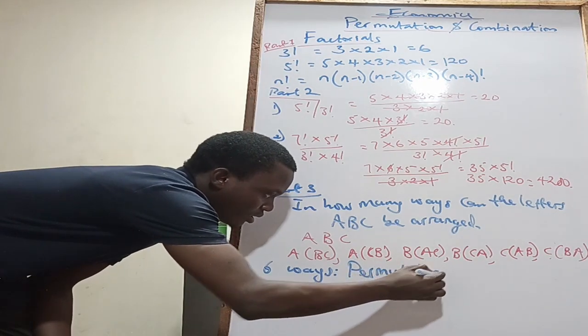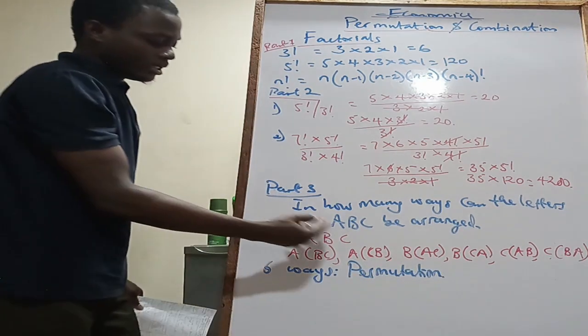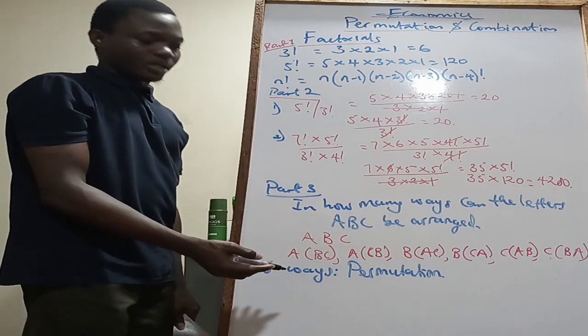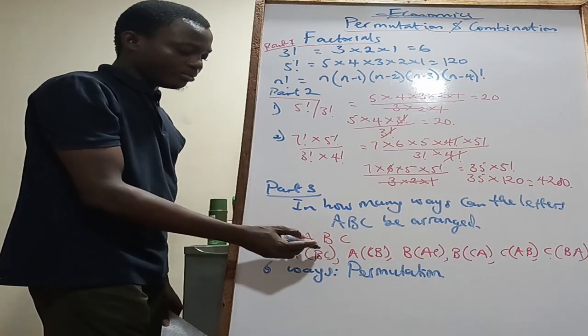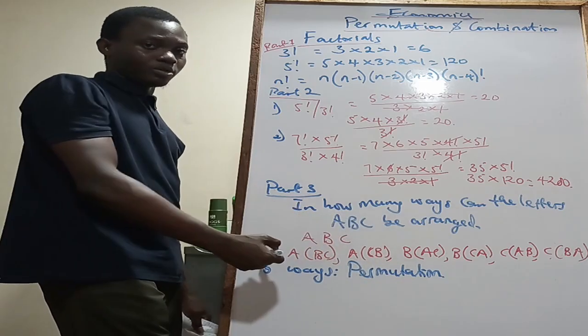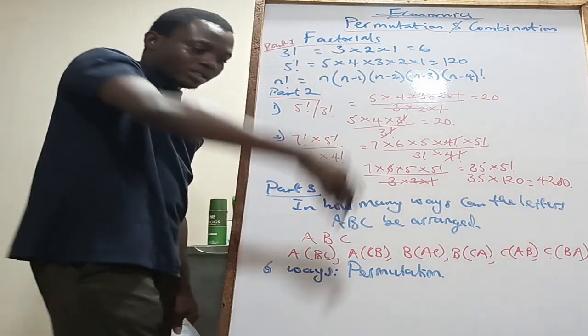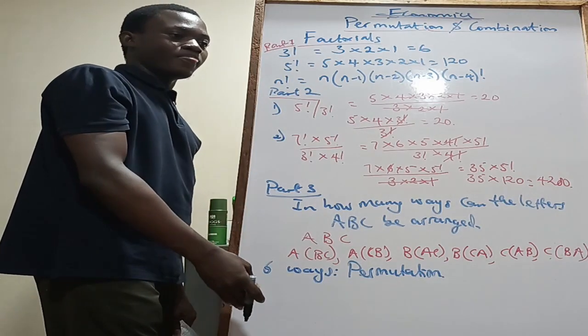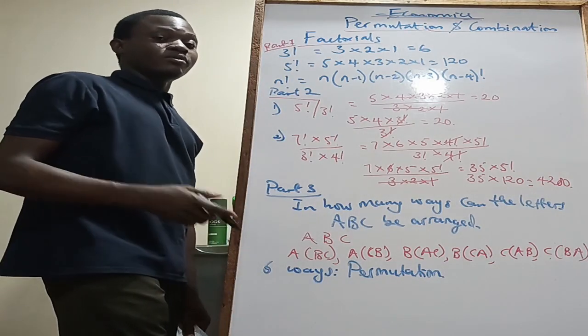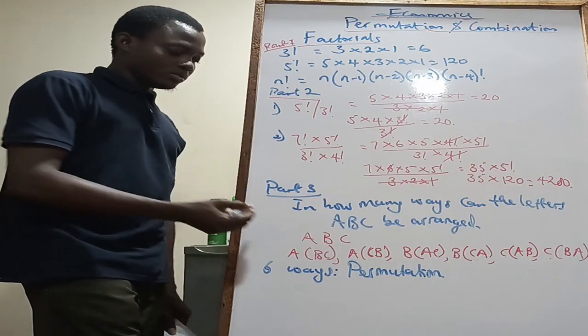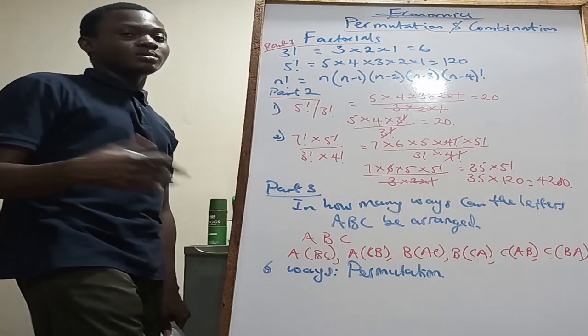Why are we calling it permutation? Because order is important. Say, is B coming before C? So here B is coming before C. It's different from C coming before B. That's what I mean by order being important. Do you understand? So me standing in front of you is different from you standing in front of me, right? So when those things matter, you're talking about permutation.